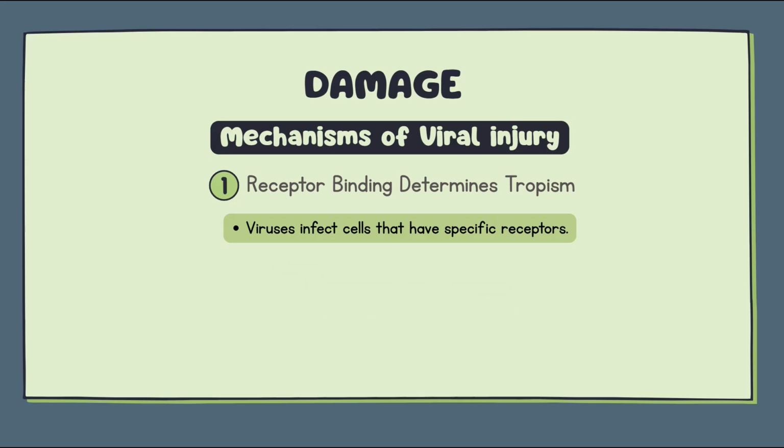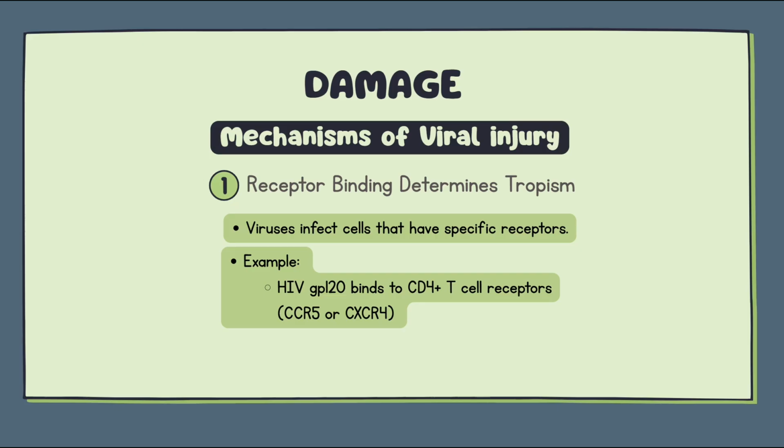For example, HIV uses its gp120 protein to bind to the CD4 T cell receptors CCR5 and CXCR4. And this is why we typically see that HIV specifically targets the CD4 T lymphocytes because of the specificity of the receptor binding.